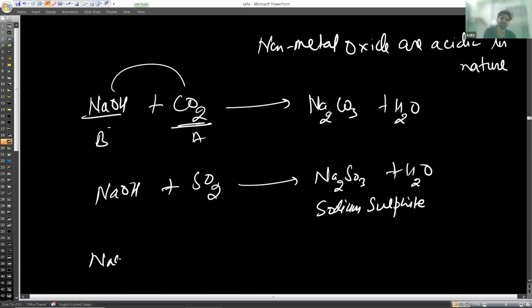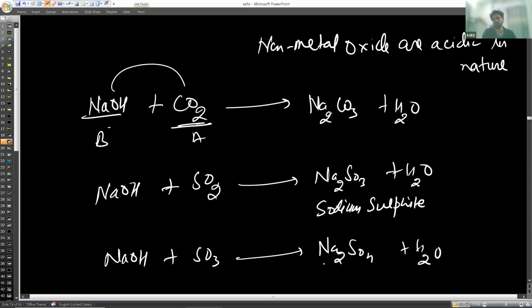And if NaOH is treated with sulfur trioxide, then it will give you Na2SO4, because one oxygen becomes extra. Note it down fast. Done.